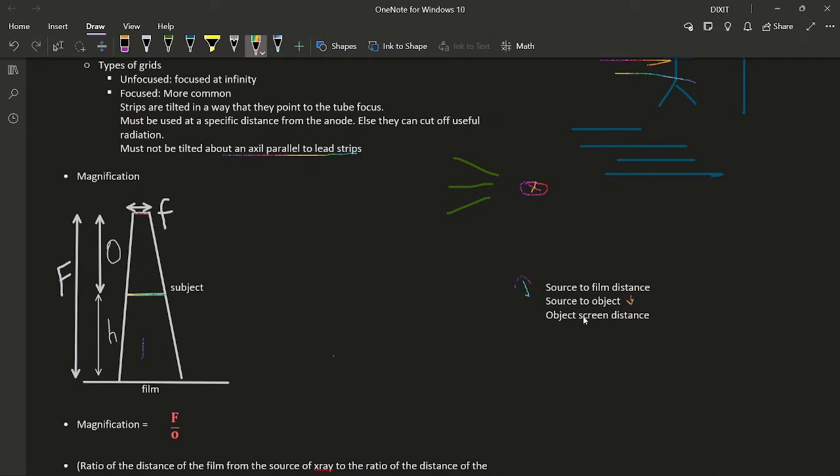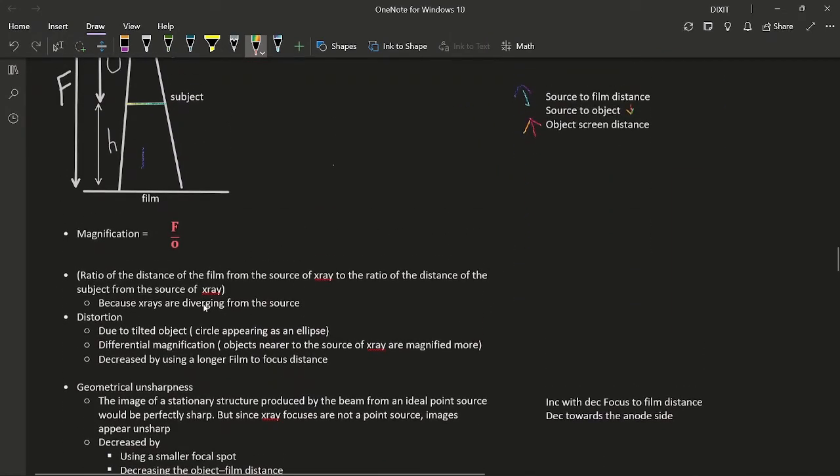Another thing they might ask you is what happens when you increase the object to screen distance, this h. But they need to mention if the film focus distance is the same. Supposing that the film focus distance, this capital F, is the same, if you are increasing the object screen distance, which means instead of the subject being here, suppose the subject was here at this level, then O is reduced. Coming to the formula F by O, O is reduced, so in this case also magnification increases, assuming that the film to focus distance is kept constant.